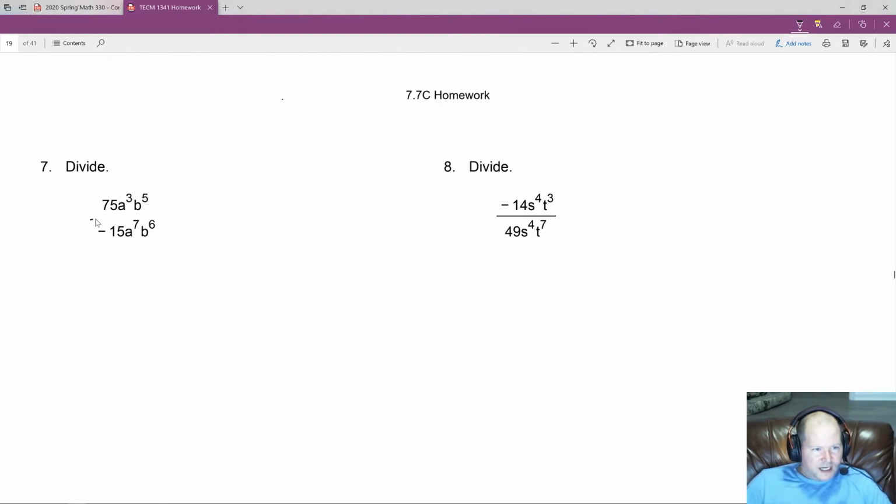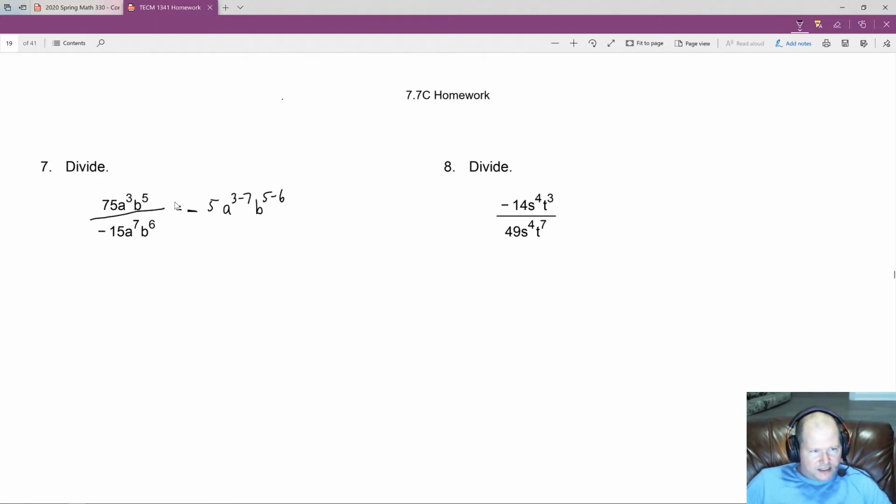Here we want to divide with a little division bar here. So now we're saying 75 divided by negative 15. So we know the answer is going to be a negative. And 75 divided by 15 is a 5. So we have a to the 3rd over a to the 7th, so it's 3 minus 7. We have b to the 5th over b to the 6th, so it's 5 minus 6.